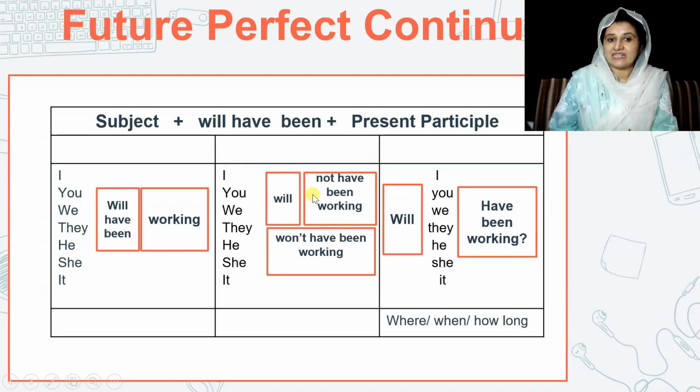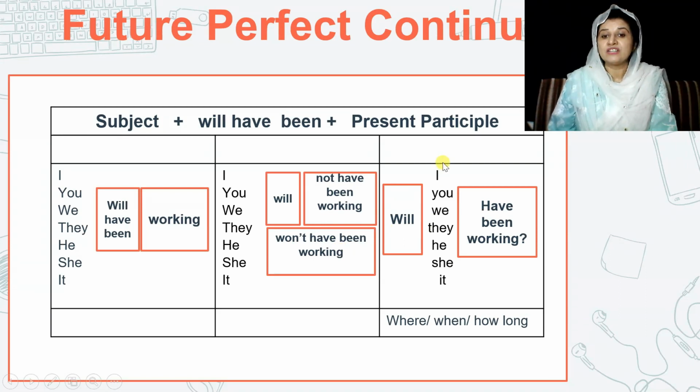Okay, now we'll move towards the negative sentences. So what we do in negative sentences, we just add not with will, right? So how will we structure the sentence? First of all, I, then will, after that not, have been, and then main verb. For example, you will not have been working, we will not have been working. Or if you want to write the contractions, you can write won't instead of will not, right? You can write he won't have been working, she won't have been working.